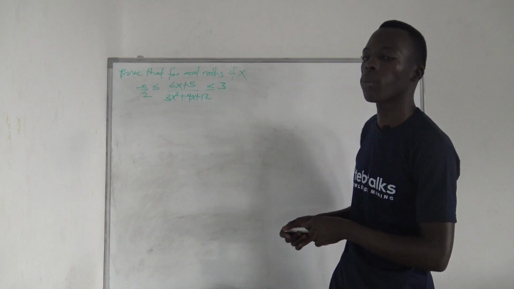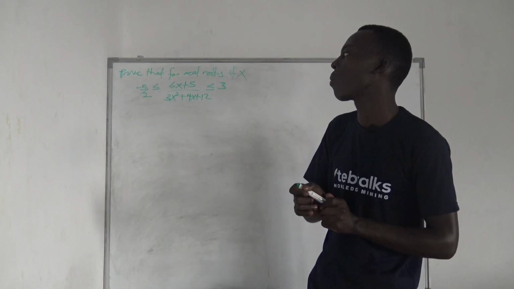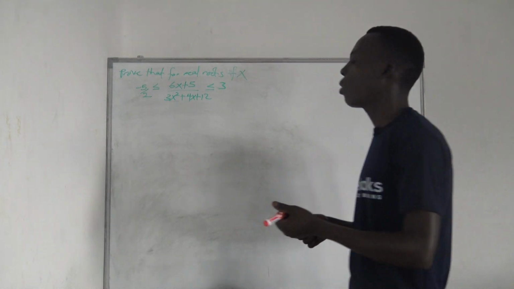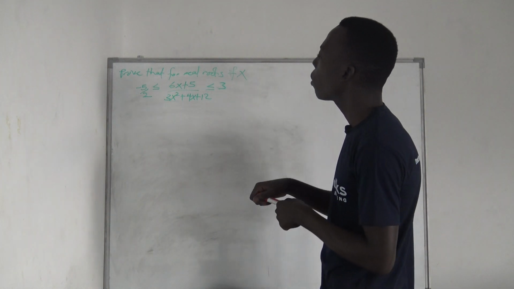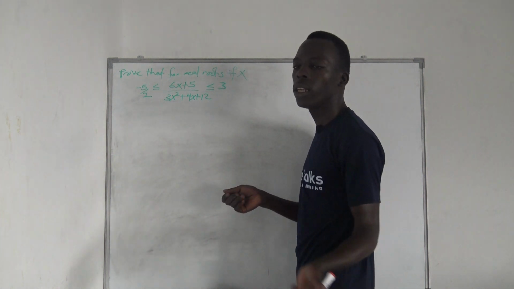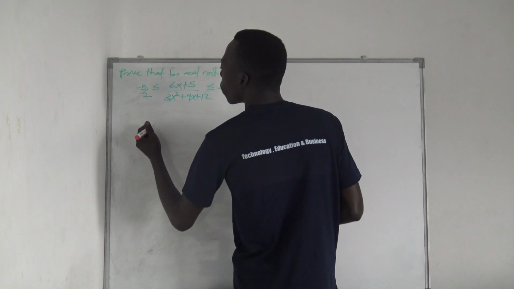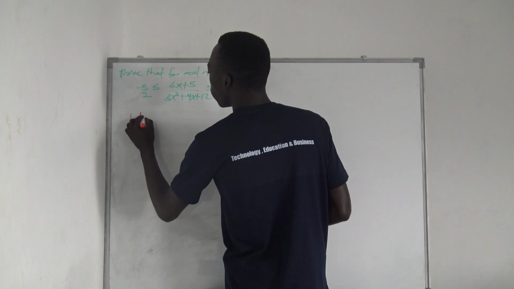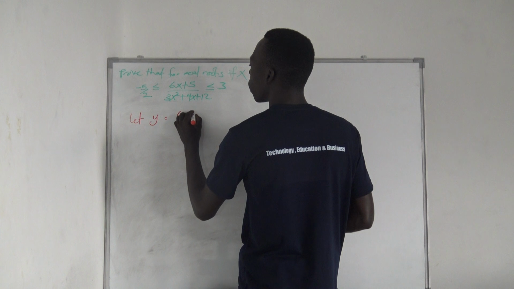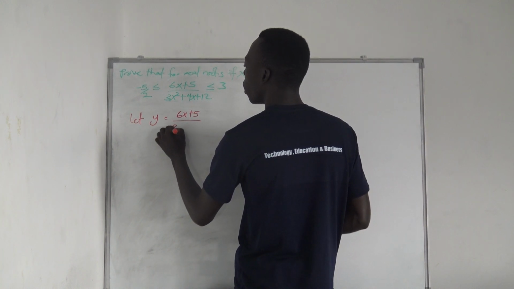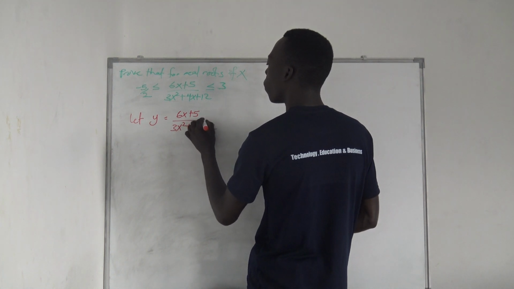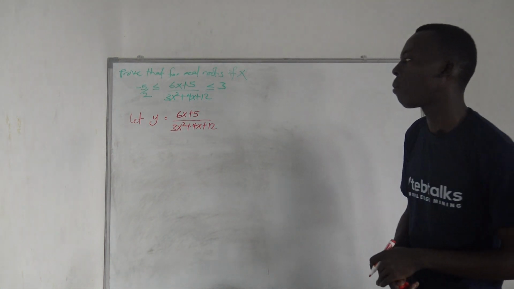So how can we prove that? We start straight away. What we do is first let the expression in the middle be any letter. So I will say, let y be equal to (6x + 5)/(3x² + 4x + 12).